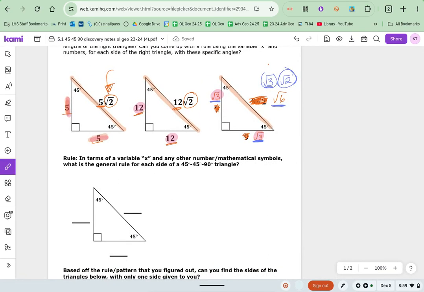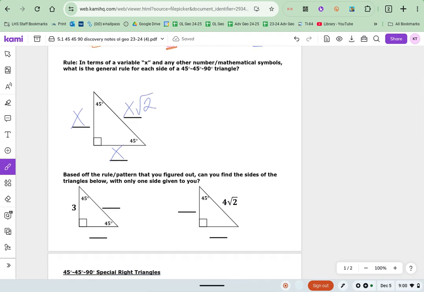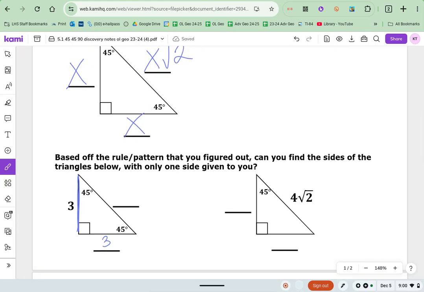So this is our pattern for any 45, 45, 90 triangle. What happens is the legs are always the same, so we call that x and x. And the hypotenuse is always x, or whatever your leg was, times the square root of 2. And so we can use this pattern to find missing sides in a triangle. All right, so for example, on this first one, the 3 is on a leg, which means that the other leg is also 3, which means that our hypotenuse is 3 times the square root of 2.